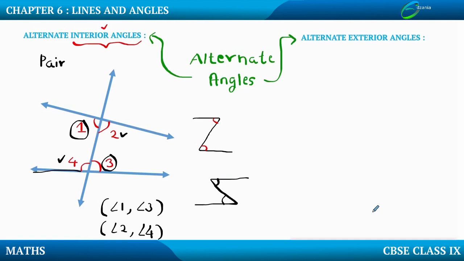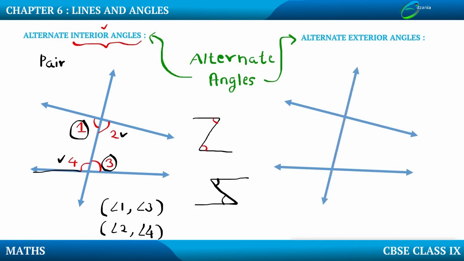So for alternate interior angles, what you can remember is there is a Z formation, Z alphabet formation, and such a pair of angles are called alternate interior angles when the transversal intersects two lines. Alternate exterior angles are very similar to alternate interior angles. Only these angles will be paired outside. For that again I need two straight lines. This is the first straight line. This is the second straight line. One transversal. Now let me concentrate on exterior angles.